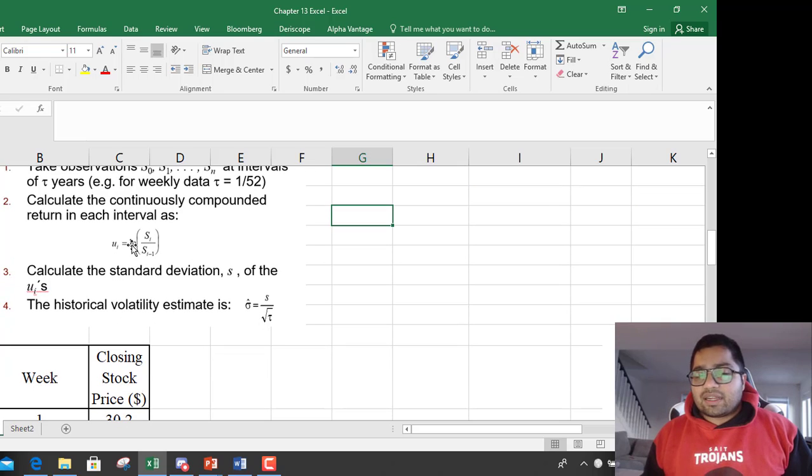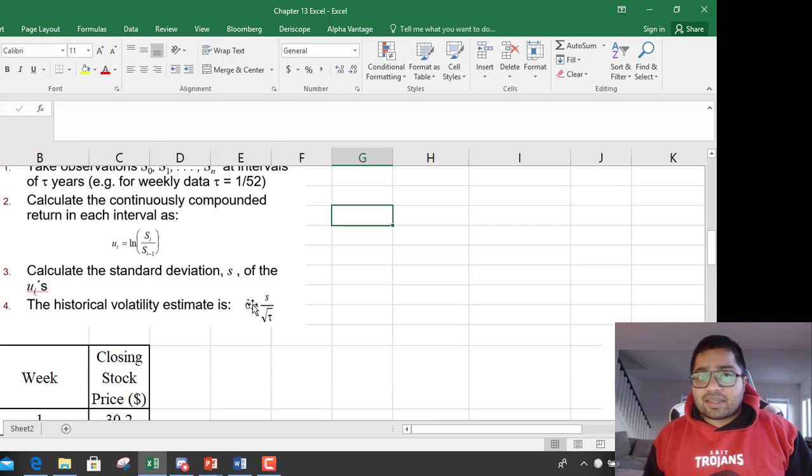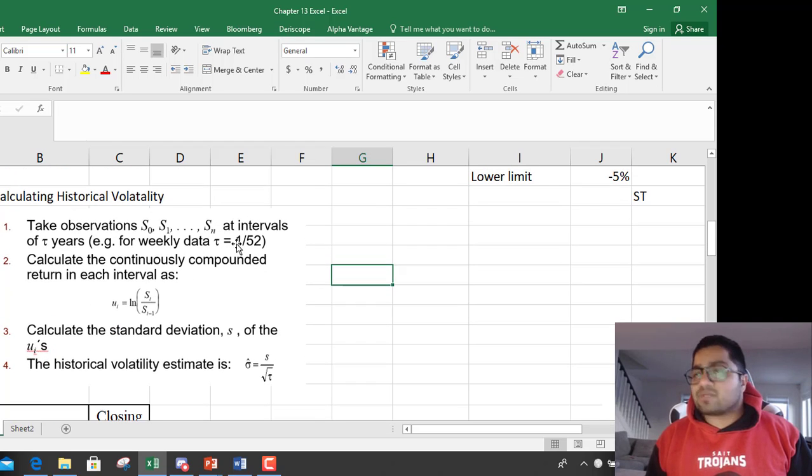So how to do that? Continuously compounded returns are calculated using the formula: returns equal the natural log of the current stock price divided by the previous stock price. Then calculate the standard deviation of returns, that you have calculated. Then calculate historical volatility, which is given as sigma, the S that you calculated, the standard deviation, divided by the square root of T, where T is 1 by 52, as 52 weeks are there in a year. We are discussing one observation as 1 week.